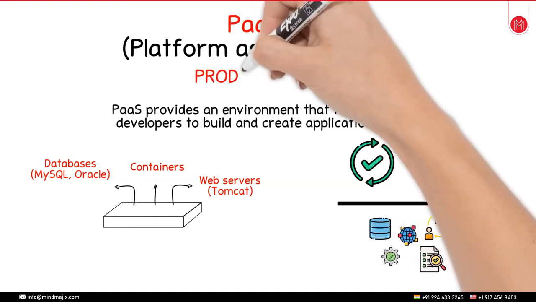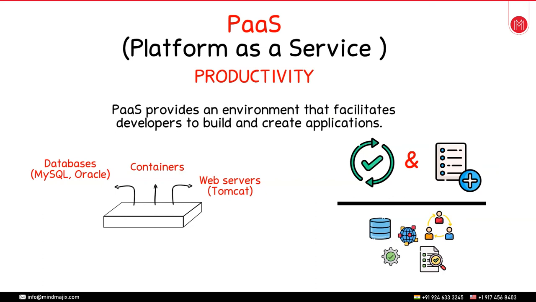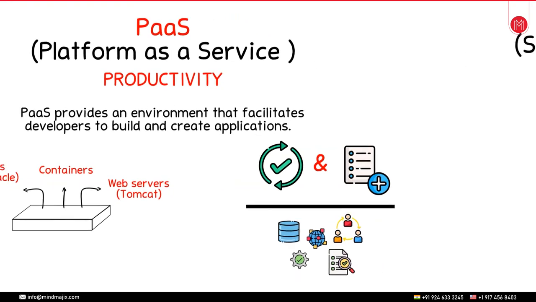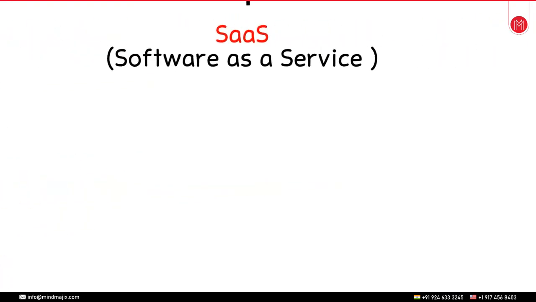So productivity is the word that perfectly describes platform as a service, because you just have to manage your data and application, and the rest of the things will be managed by the cloud provider. And the third category here is software as a service.